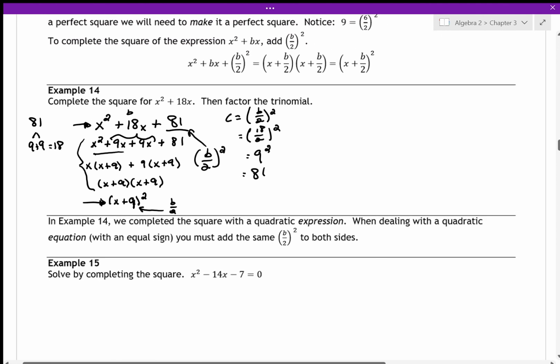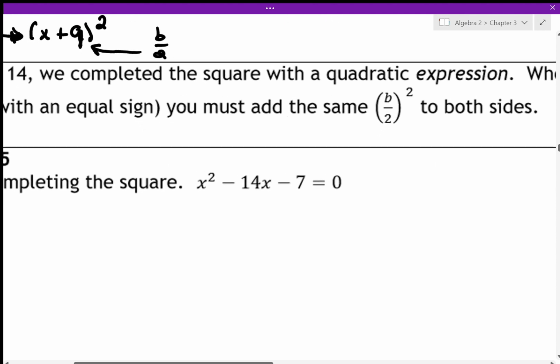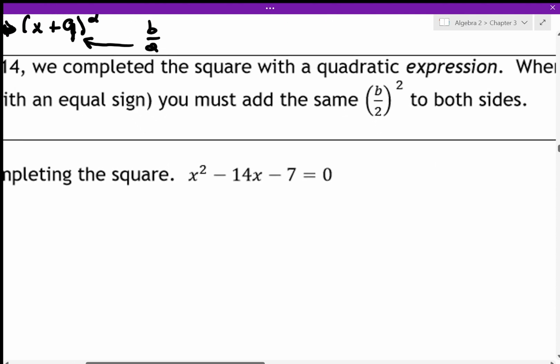Now this little blurb here talks about example 14 and how example 14 did not have an equal sign in it. It was just a little expression. Now in 15 we're going to have an equal sign, and we have to make sure we keep our equation balanced, right? We can't just add something to the left side or the right side. We have to add it to both sides.